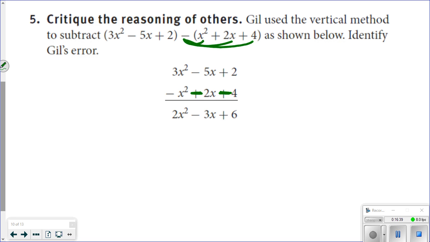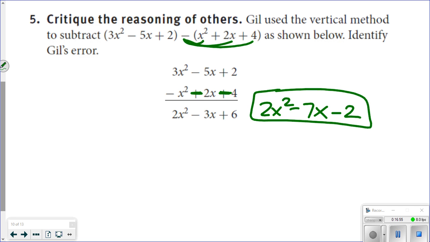So then it would be 2 minus 4, negative 5 minus 2x, and then the first term was correct. So that should have been the correct answer. Make sure you're distributing the negative to each term and not just the first one, but also to the 2x and the 4.